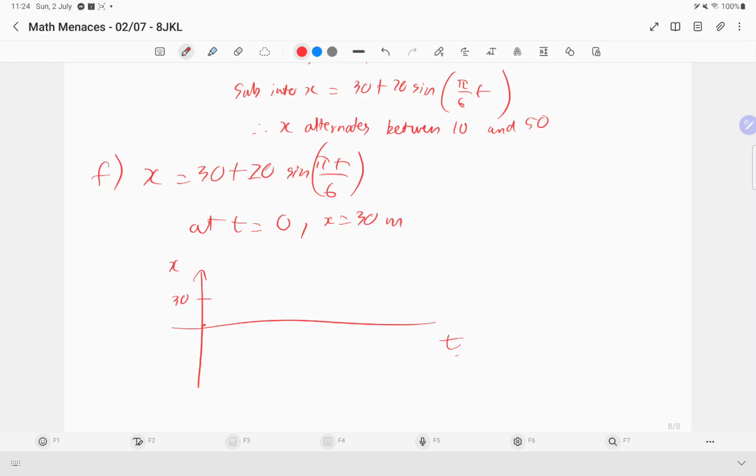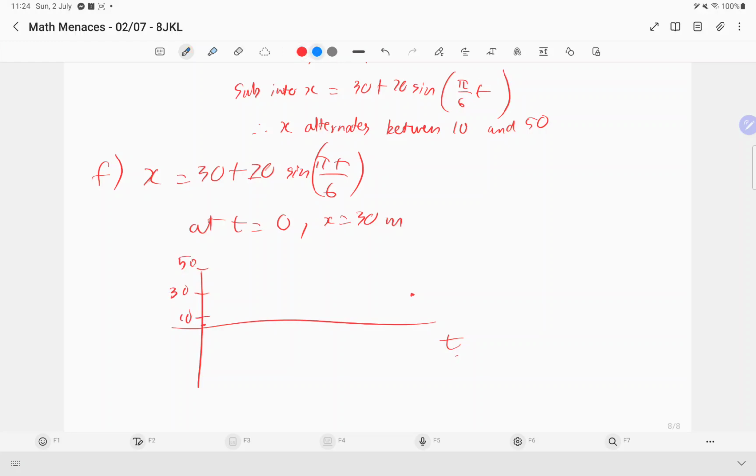24 pi over 6. Sorry, what was that? Then would you just do the same and put in 24 equals t? Yes. 24 equals t, and you get sine 4 pi, which is 0. So it'll be 30 again. So it starts from 30, ends at 30. And how much does it go up? It goes up to 50 and it goes back down to 10.